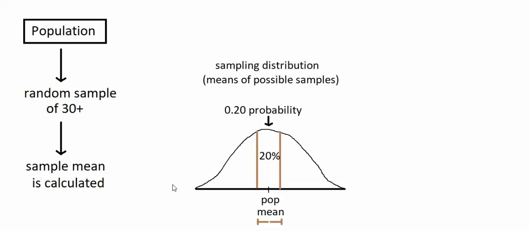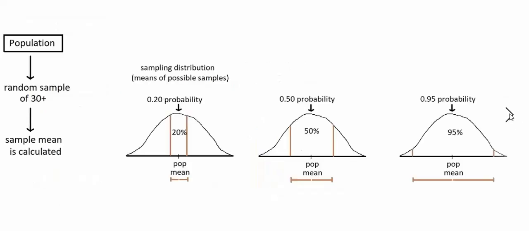And in this situation, this distance right here is the amount of accuracy that has a 20% chance of happening, right? The distance from the population mean out to here, and the distance from the population mean out to here, that distance is the amount of accuracy that has a 20% chance of happening. Because I said in this situation, there's a 20% chance that the sample will make it into this area between these boundaries. Let's look at a couple more examples.